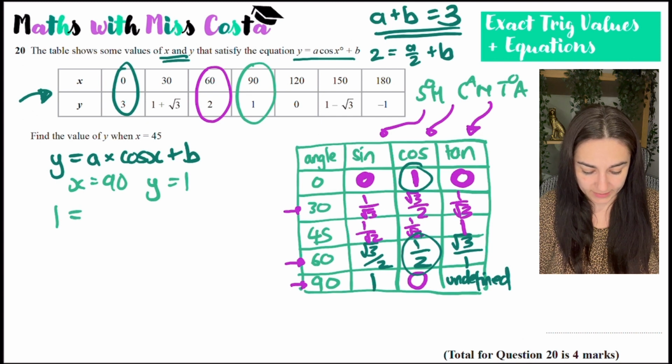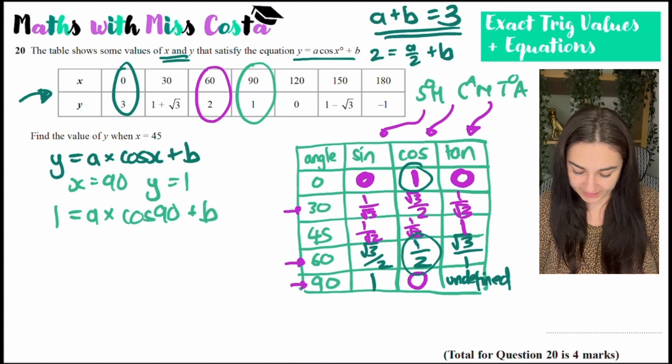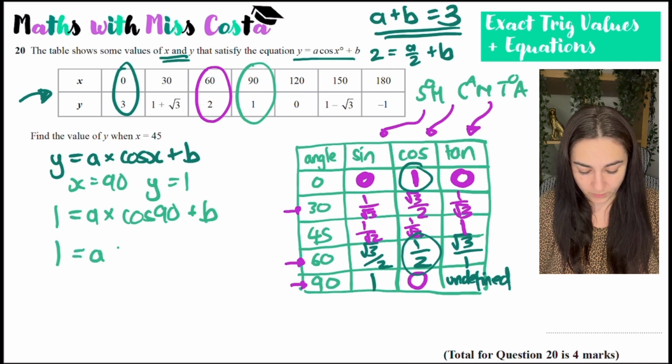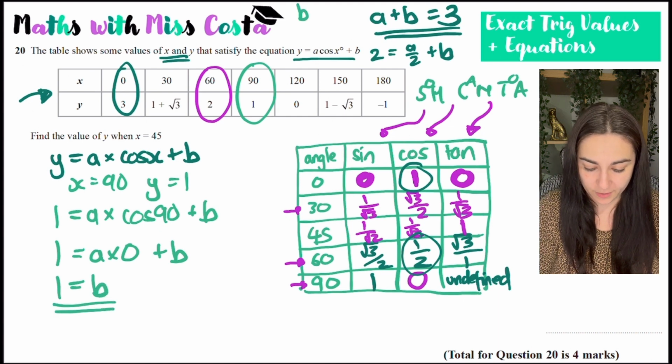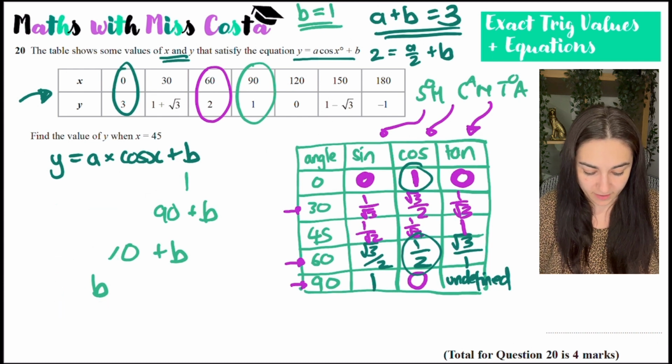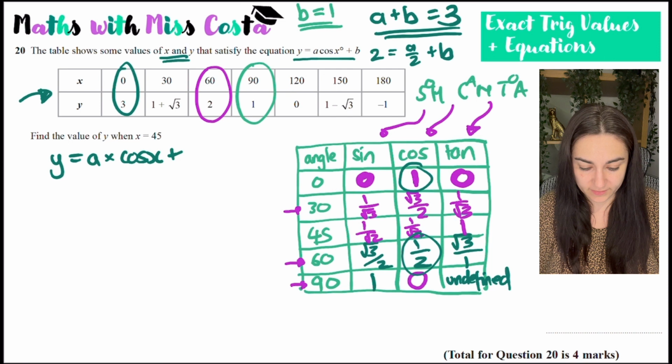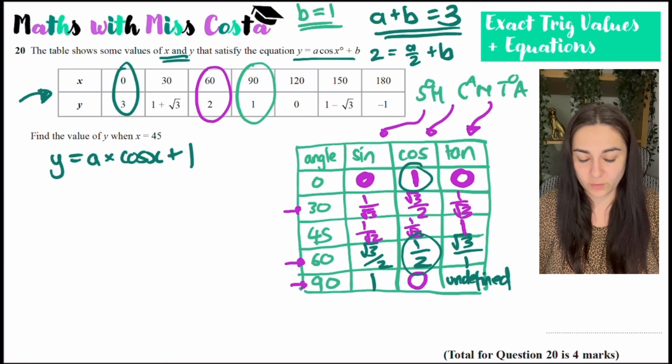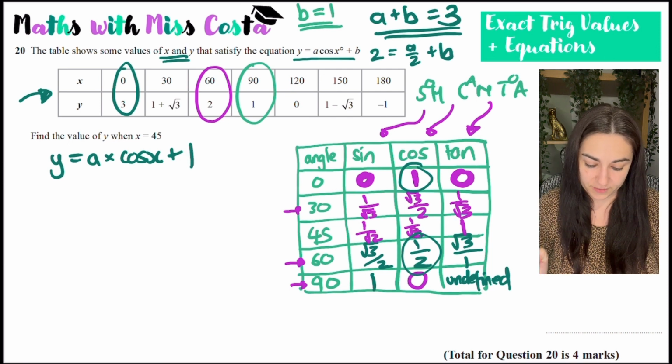1 equals a times cos x, and that would be cos 90 plus b. So cos 90 is 0, so 1 would equal a times 0 plus b. So 1 is b. Okay, so I know now, thankfully, that the value of b is 1. If I know that, I can just rewrite this equation to say plus 1. So now all I need to do is find out what the value of a is.